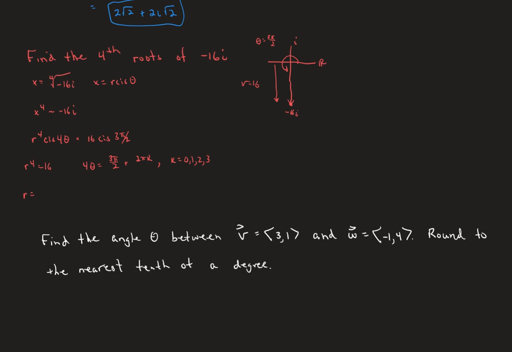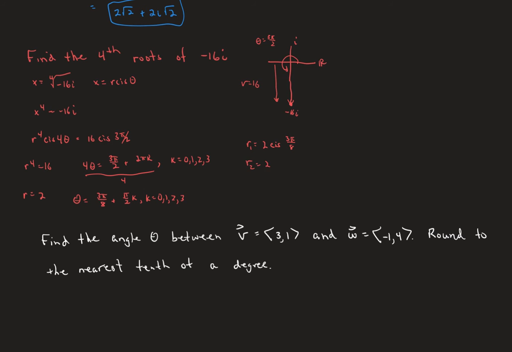Again, taking the fourth root of 16, we want to keep r positive, so we'll choose the positive fourth root of 16, which is 2. Dividing through everything by 4, theta is going to equal 3 pi over 8 plus, and 2 pi divided by 4 will be pi over 2 times k, where k can be 0, 1, 2, or 3. So one root is going to be 2 cis, and we'll choose k to be 0 and get 3 pi over 8.